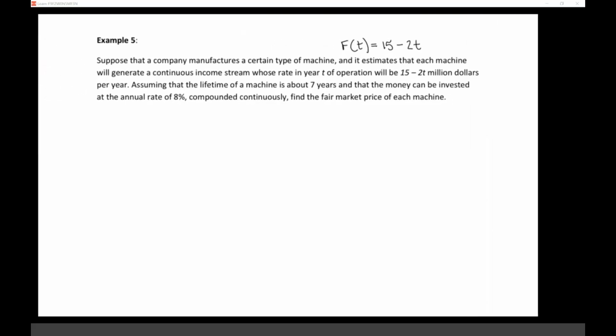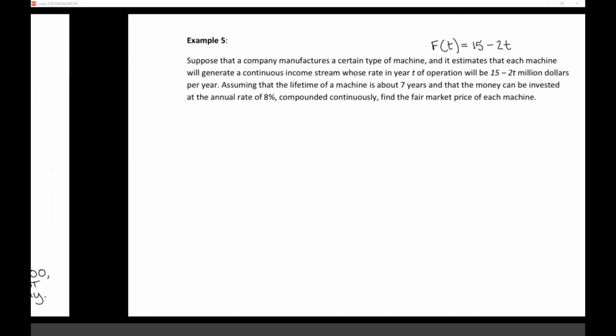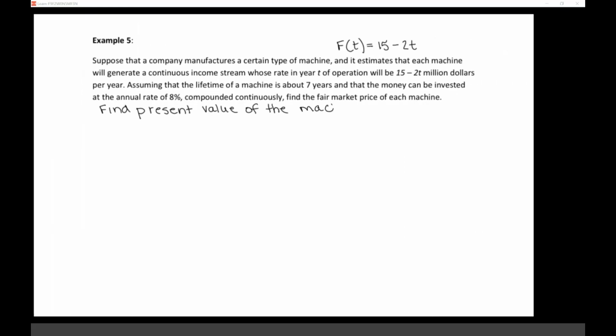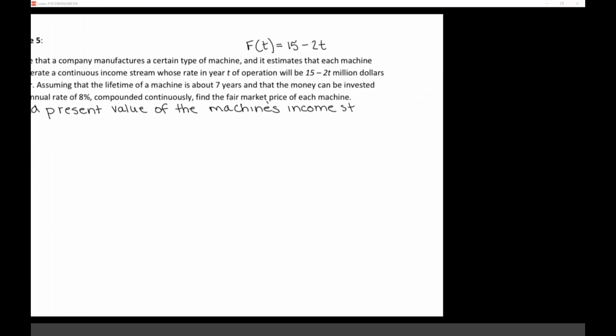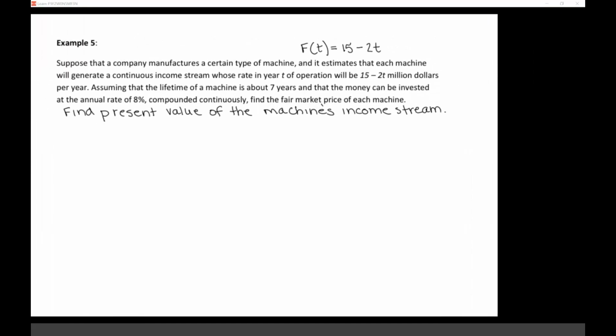So again, this is asking you similarly to the business problem of whether it was a fair price. They're asking you to find the present value of the income stream. Find the present value of the machine's income stream and assume that that is going to be your fair market price.